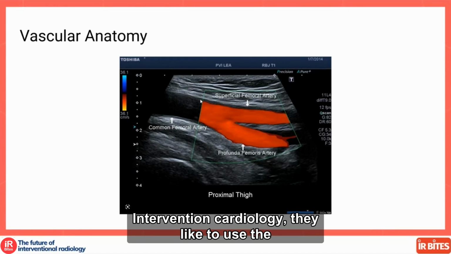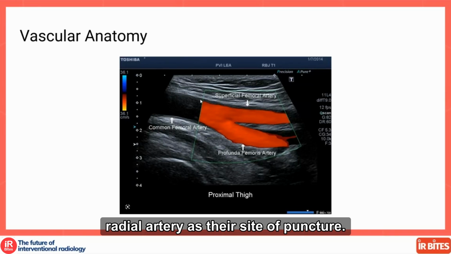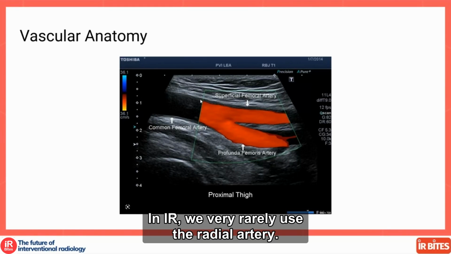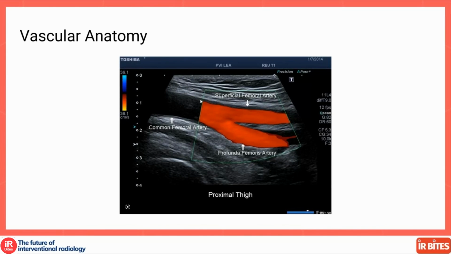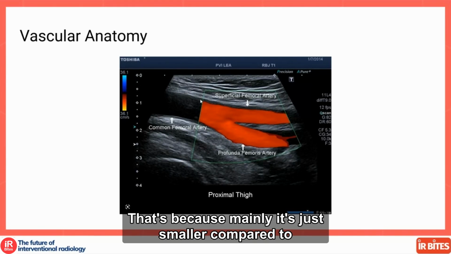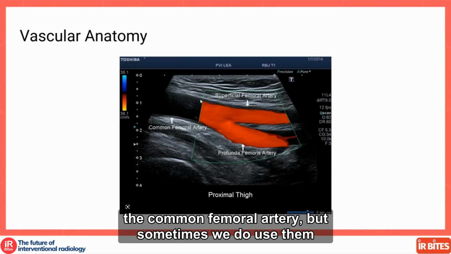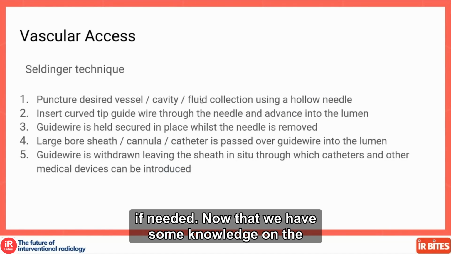Interventional cardiology, they like to use the radial artery as their site of puncture. In IR, we very rarely use the radial artery. That's because mainly it's smaller compared to the common femoral artery, but sometimes we do use them if needed.